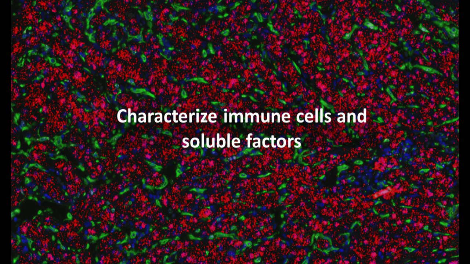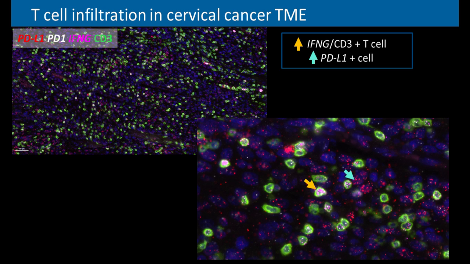Now, this becomes extremely important in immuno-oncology, wherein you can use specific antibodies to mark certain immune cells and then study the gene expression using RNAscope within those specific populations of immune cells.